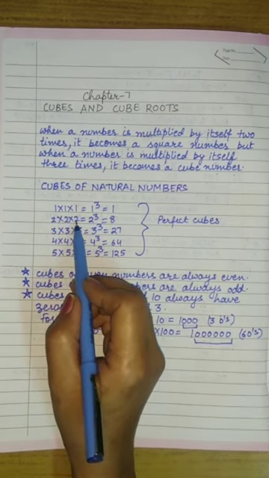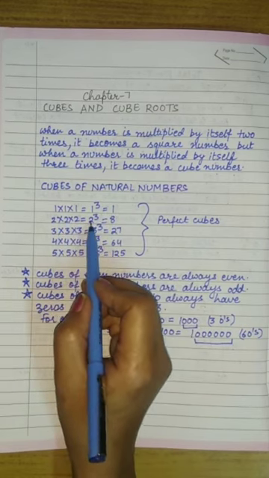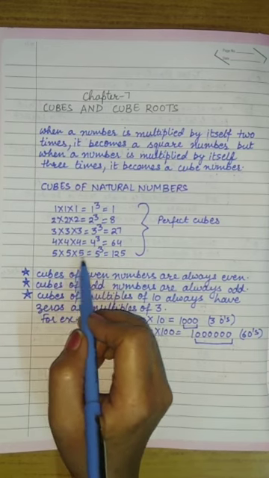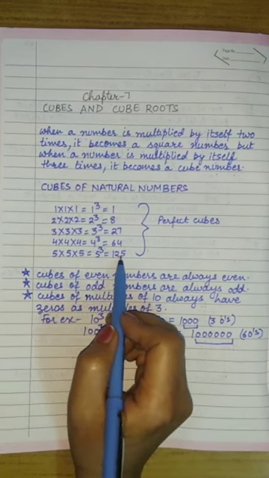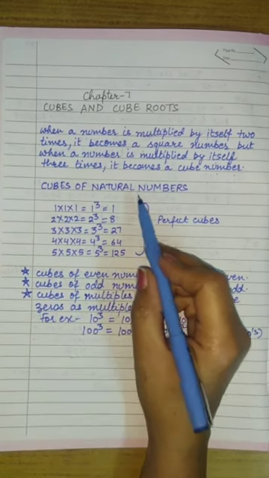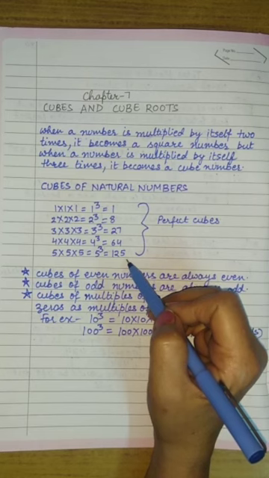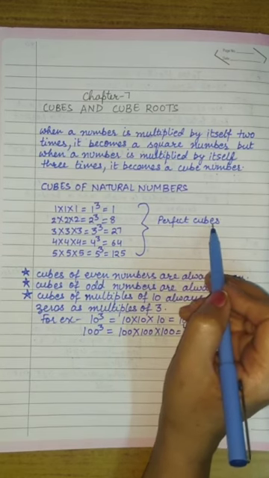2 into 2 into 2 is 2 cube, which is equal to 8. 3 into 3 into 3 is 3 cube, which is equal to 27. 4 into 4 into 4 is 4 cube, that is 64. And 5 into 5 into 5 is 5 cube, which is equal to 125. And these numbers 1, 8, 27, 64 and 125 are called perfect cubes.